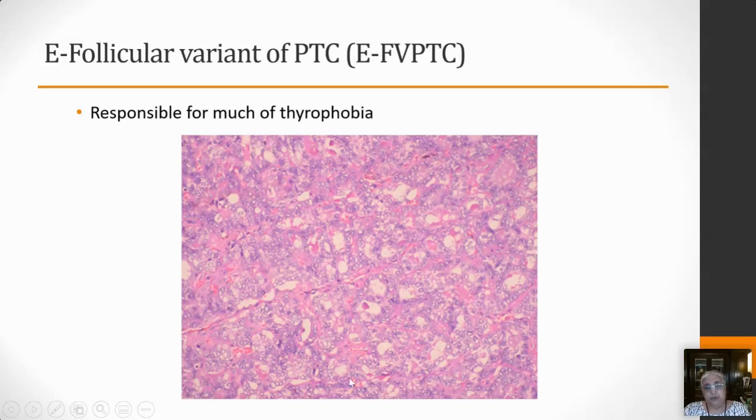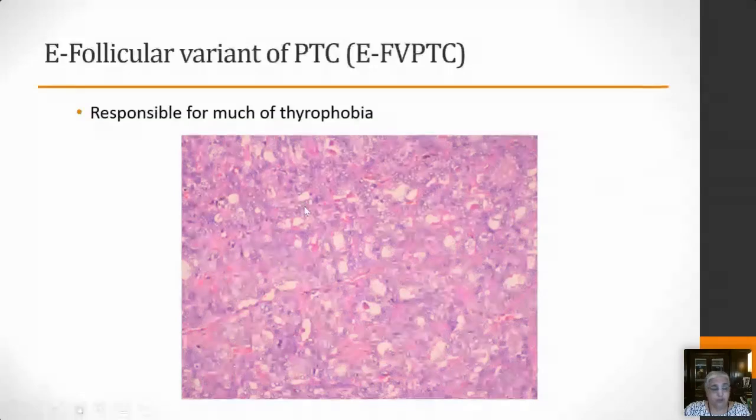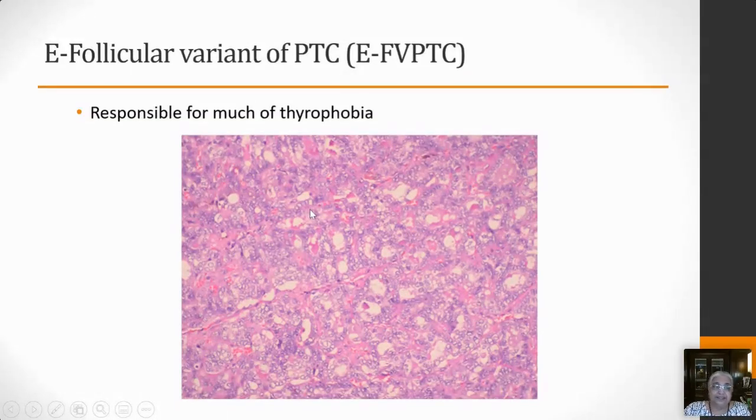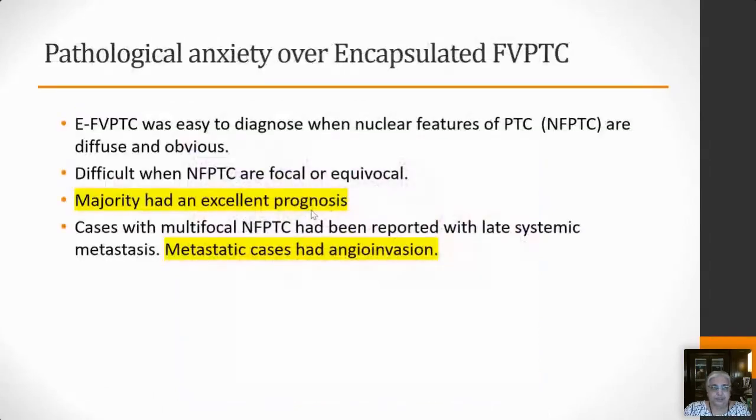And this is one such tumor which was responsible for much of the thyrophobia that has gone on in the past few years. And what was the anxiety that pathologists had with this encapsulated FVPTC? It was easy to diagnose when the nuclear features were diffuse and obvious, but it was not very easy when these features were focal or equivocal.